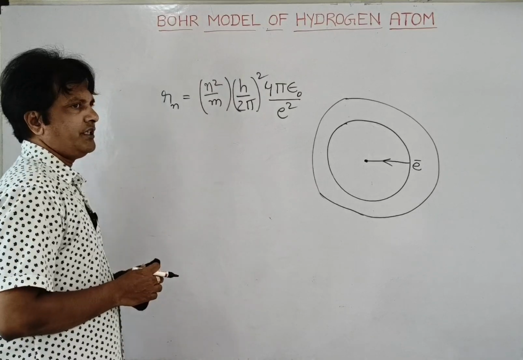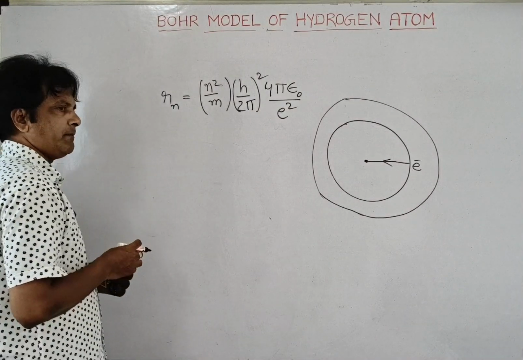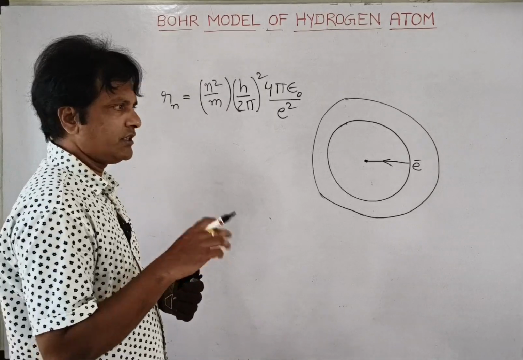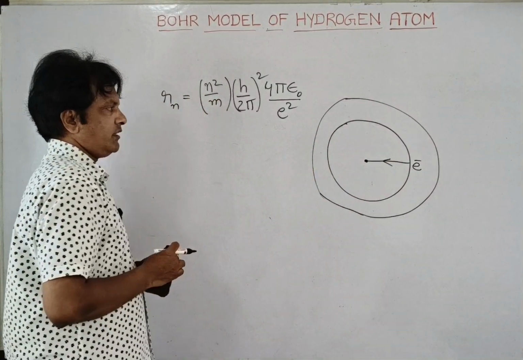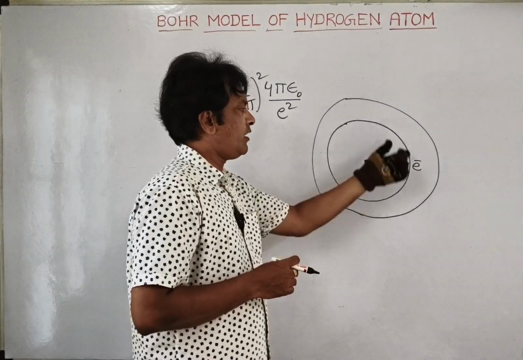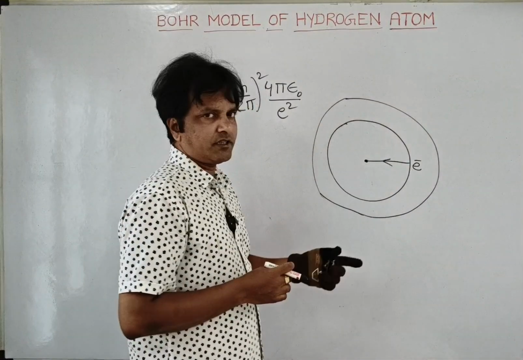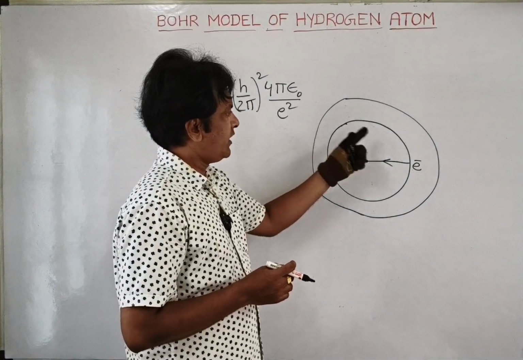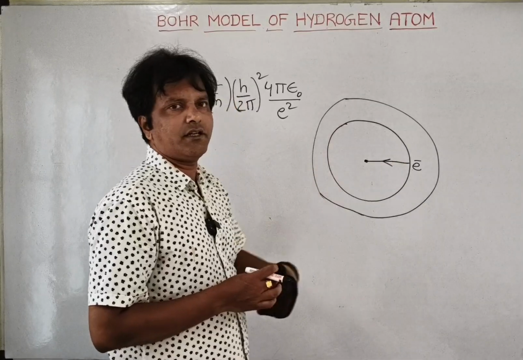Okay, so Vn and Rn. What about the energy? The energy of an electron is the energy of the orbit. See, the energy of an electron is equivalent to the energy of the orbit itself. There is nothing like the orbit having some energy; it is the electron which is revolving in that orbit and having that particular energy.